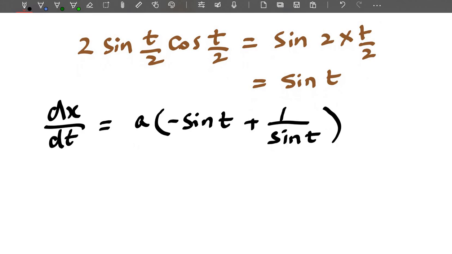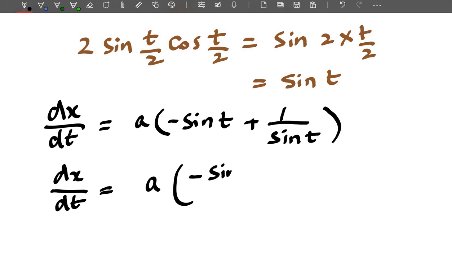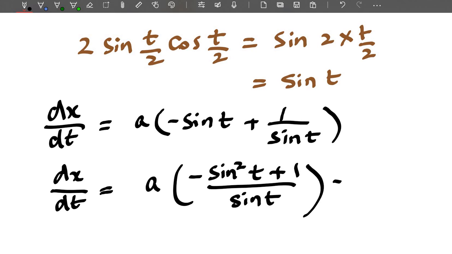Now when you simplify this, you are getting dx by dt is equal to a times minus sine square t plus 1 by sine t, taking the LCM as sine t. Okay, which will become cos square t, because 1 minus sine square t is cos square t, so it is becoming cos square t by sine t.